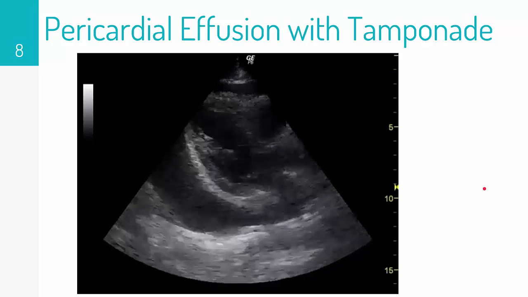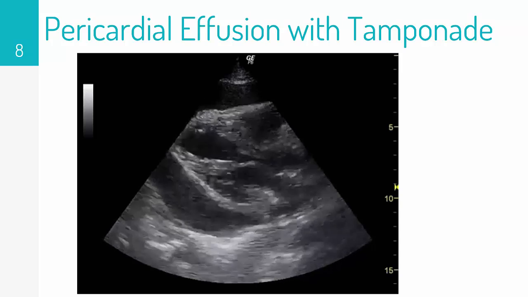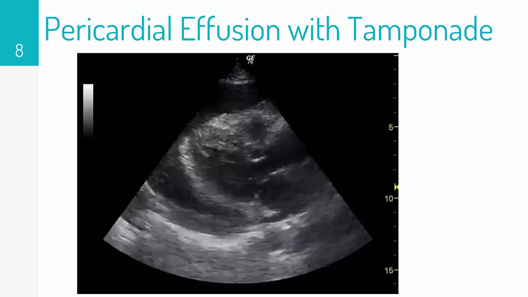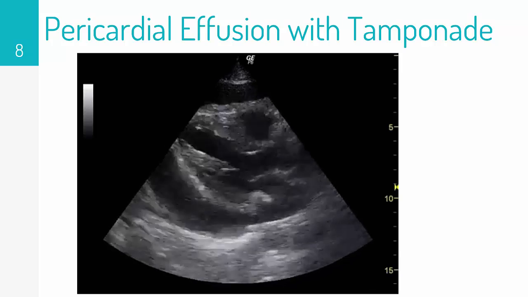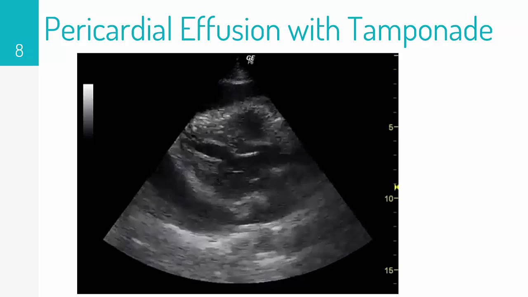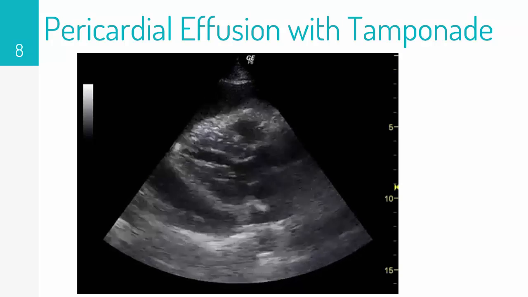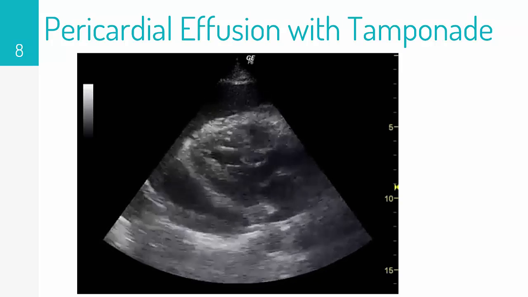So this is an example of pericardial effusion with tamponade. This video shows a large pericardial effusion with evidence of tamponade, which can be seen by the collapse of the right ventricle during diastole, which is specific for tamponade. And you can see the fluid as a black stripe around the heart. Small effusions are best identified posterior to the left ventricle.